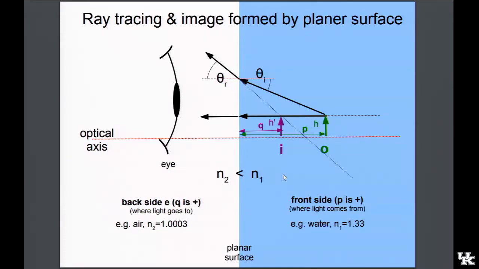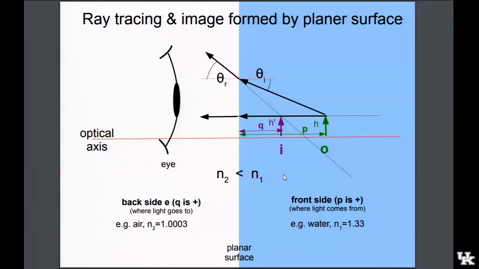So already from our sketch, we've figured out some of the basic properties of the image formed by a planar surface. If the light is coming from higher refractive index to lower refractive index, the image is moved closer to the boundary. If it was the reverse, actually, we haven't sketched it, but if you went from lower refractive index to higher refractive index, the image is moved further away from the boundary. But in either case, the image size is the same as the object size. The magnification is what we would call 1. And so we've learned all that from our ray tracing here.